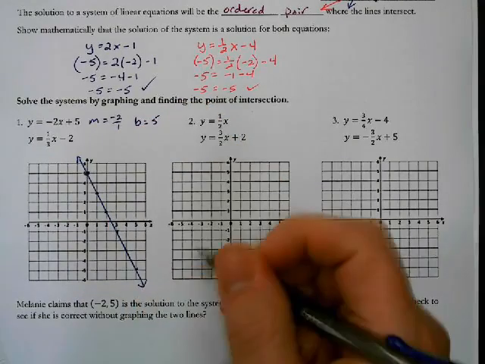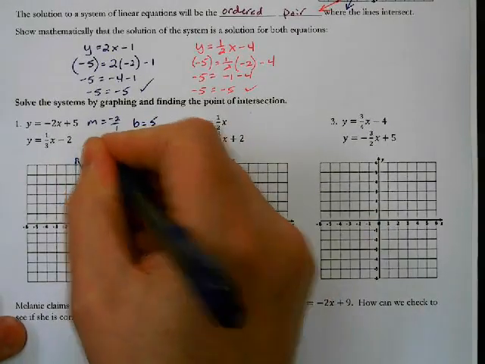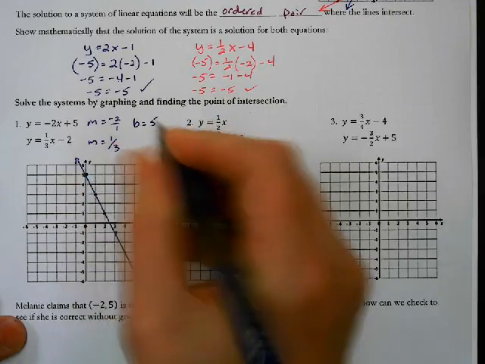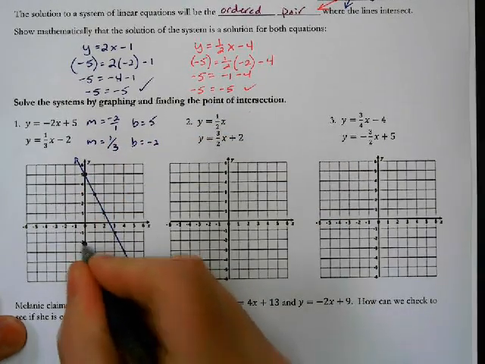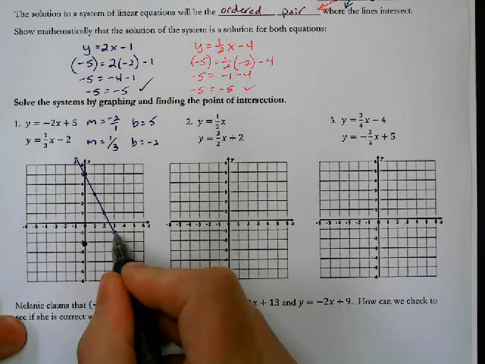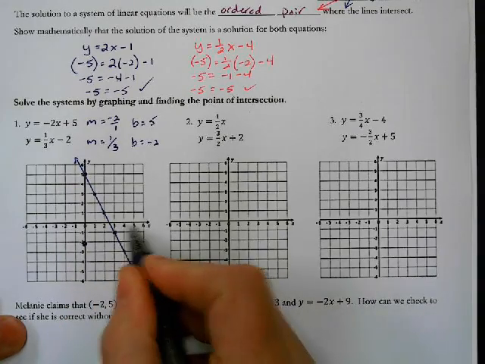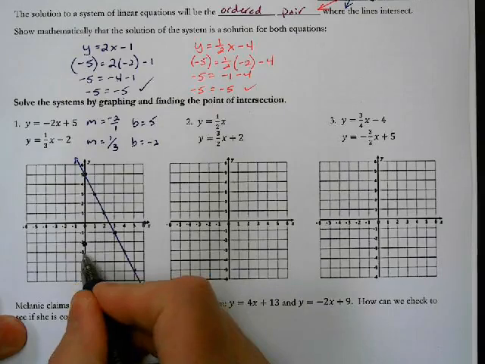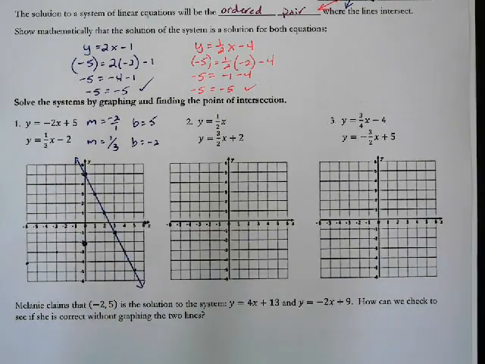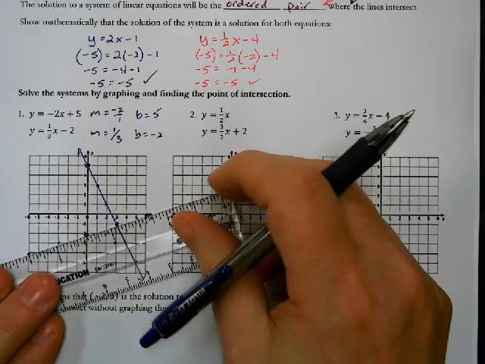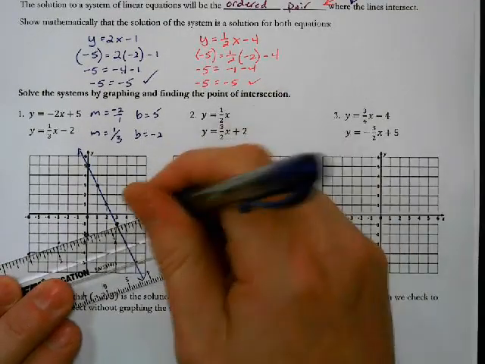Second equation, the slope is 1/3 and the y-intercept is -2. So I start by going down 2, and I go up 1/3. There it is, up 1, over 3. I can go down 1, backwards 3, down 1, backwards 3. Okay, so these are all the solutions that work for the second one.